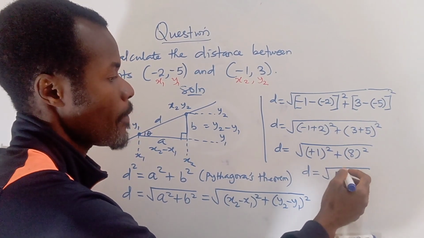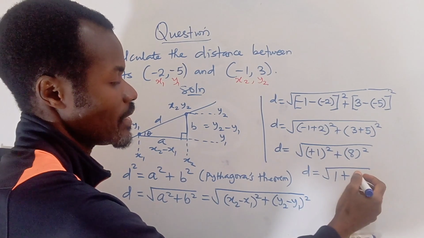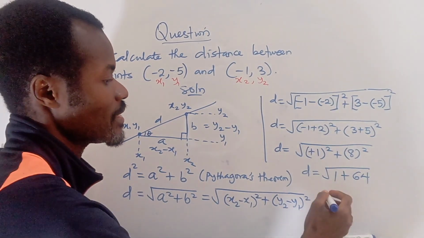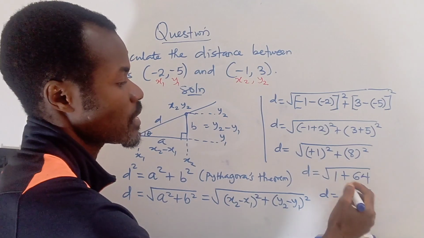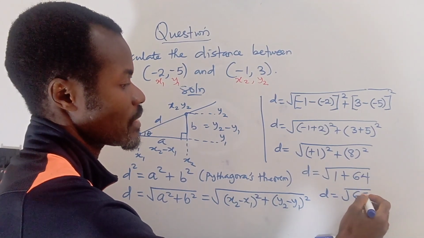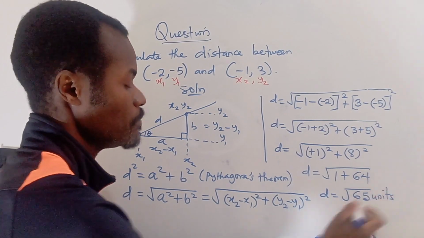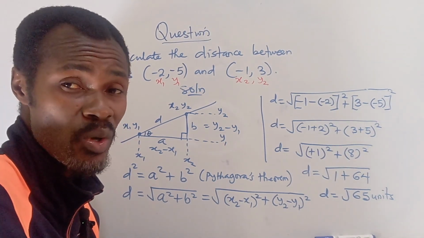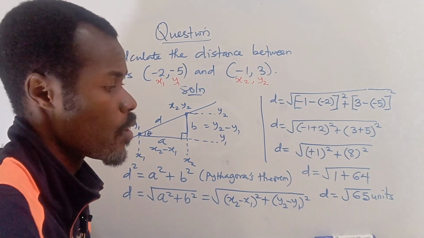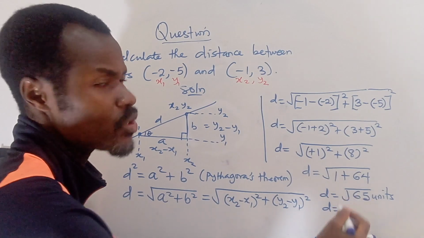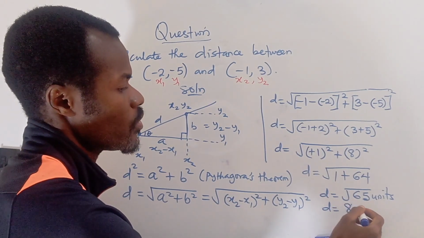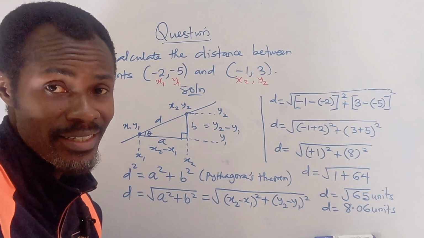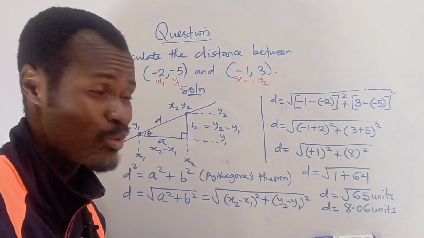So this is going to give us the distance: 1 squared means 1 times 1, which is 1, plus 8 squared, which means 8 times 8, which is 64. So the distance is going to be the square root of 1 plus 64, which is 65 units. Now I can say it is the square root of 65 units, or you can also say the distance, if you take the square root of this, it should be around 8.06 units. So either of that is the correct answer to this simple problem.